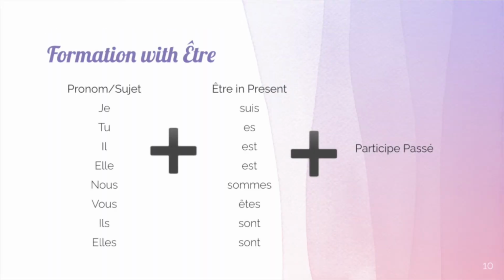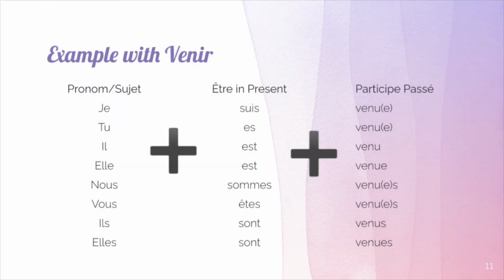Now let's take a look at how Passé Composé is formed with Dr. Mrs. Vandertramp verbs. We start off with the pronoun or the sujet, je, tu, il, elle, nous, vous, ils, elles, or any other subject in question. The next is to add the être conjugation in present tense: suis, es, est, sommes, êtes, sont, plus the participe passé of the Dr. Mrs. Vandertramp verb. Here is an example with venir.